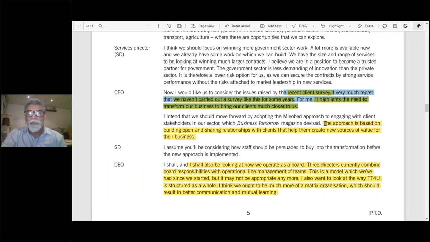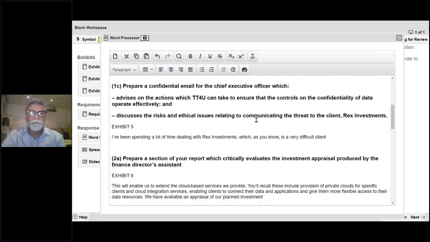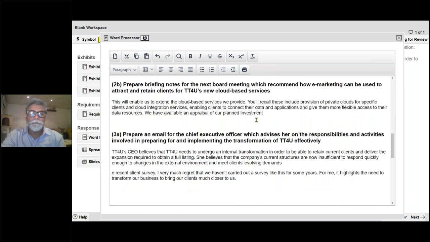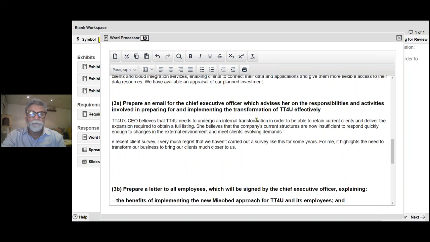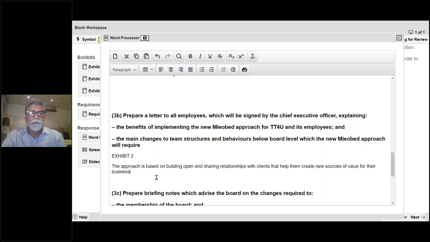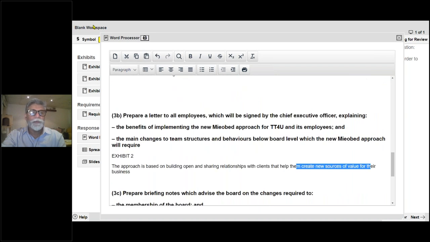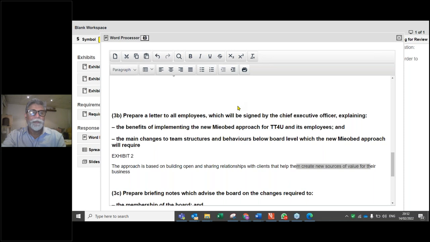Okay. This approach is based on building an open sharing relationship with clients, and so on. Myo bed, right? Control C. Where is Myo bed? Benefits, okay. So I can see it's a benefit. Help them create new sources and values. Agreed? Do you guys agree? Okay.